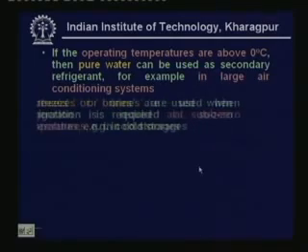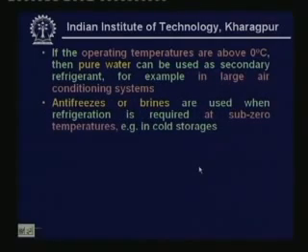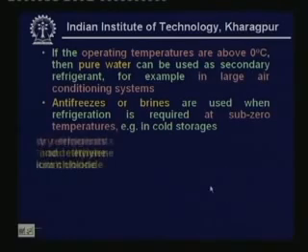However, if the operating temperature is below 0 degree centigrade, that means for sub-zero temperatures we cannot use water because water freezes at 0 degree centigrade. So we have to use other secondary refrigerants, namely antifreezes or brines, and these kind of applications you encounter in cold storages or other frozen food processing applications, etc.